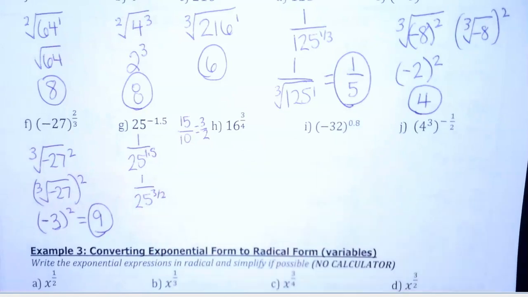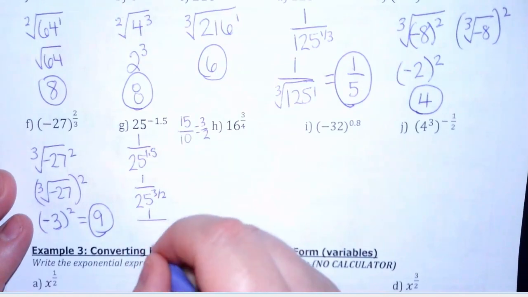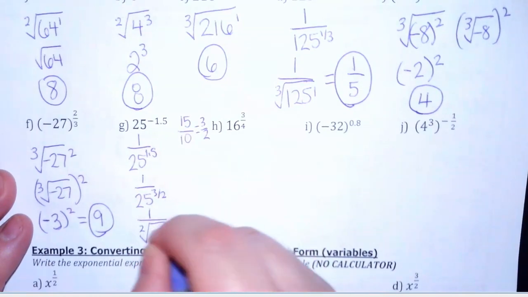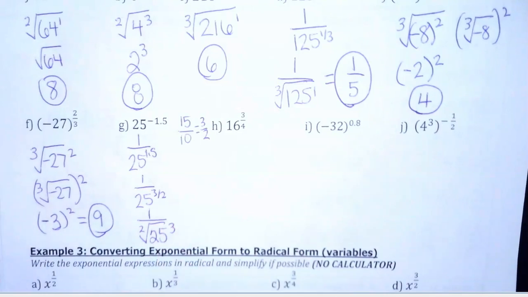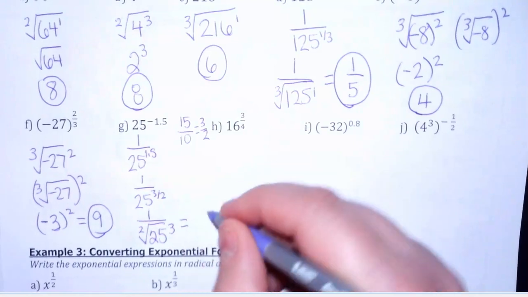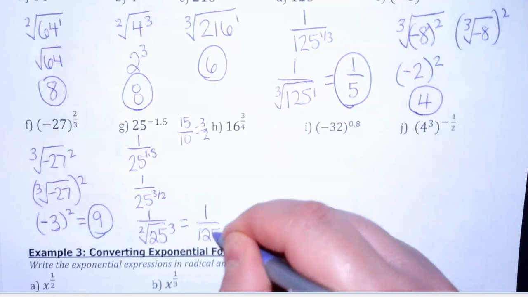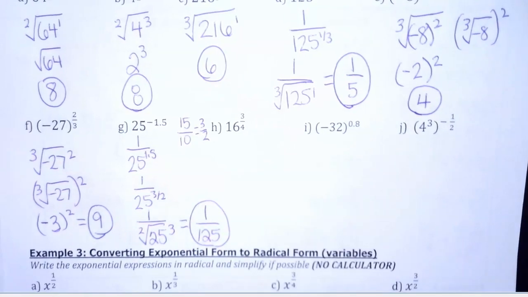So this is 1 over 25 to the 3 over 2 power. So it'd be 1 over the square root of 25 and then cubed. If you do the square root of 25, you're going to get 5. And then I'm going to take that to the third power. So 5 to the third power would end up totally simplifying this to be 1 over 125.